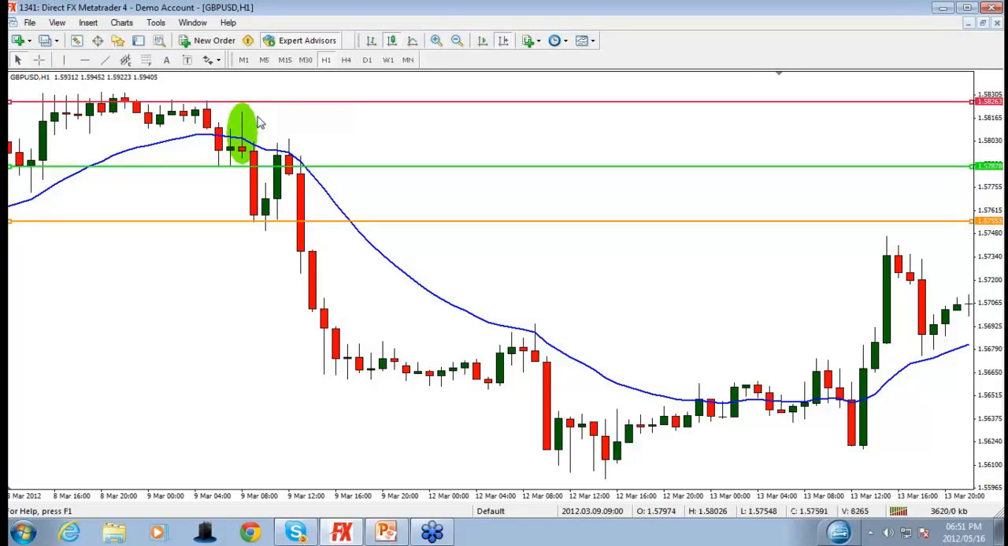And rule number 4. If the entry is not triggered within 3 to 5 candles, delete the pending order and wait for the next signal. So if it's not entered, now you wait 3 bars, and if you did not enter, you just delete it. Don't keep it in there for further.